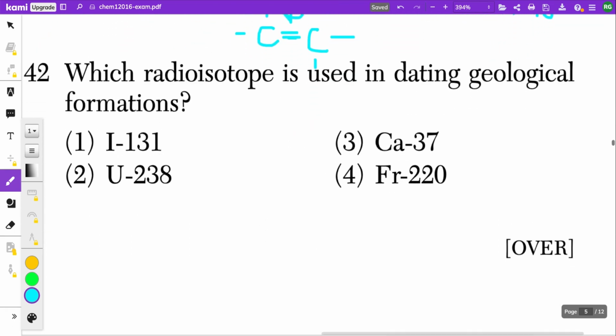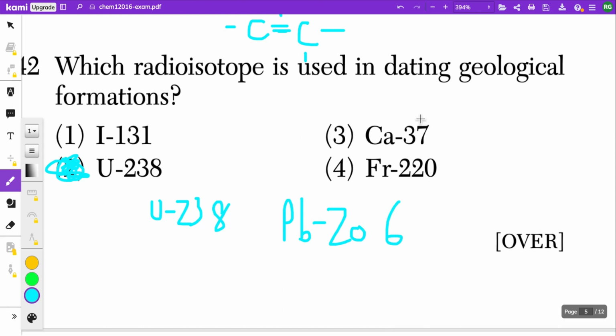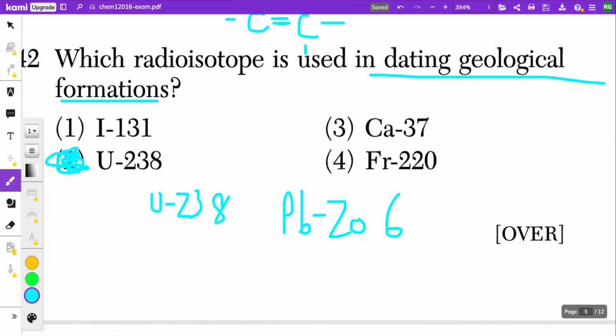Which radioisotope is used in dating geological formations? This one's purely memorization, okay? Answer choice is 2. Uranium is used to date rocks. Measuring the ratio between uranium-238 and lead-206 allows you to find out the age, and this is used for dating geological formations, like rocks, for example.